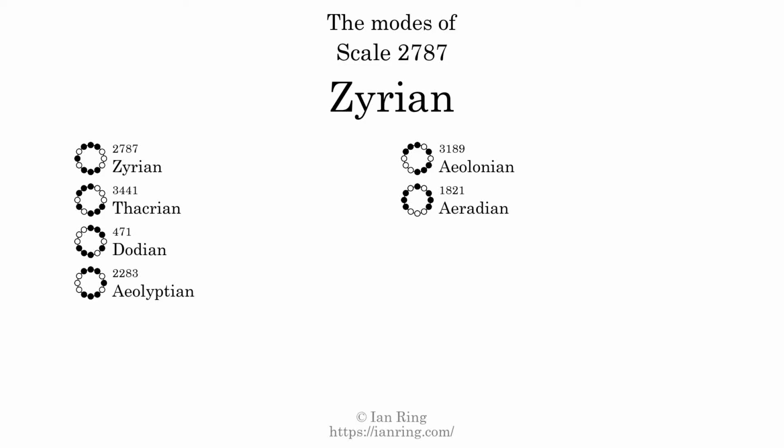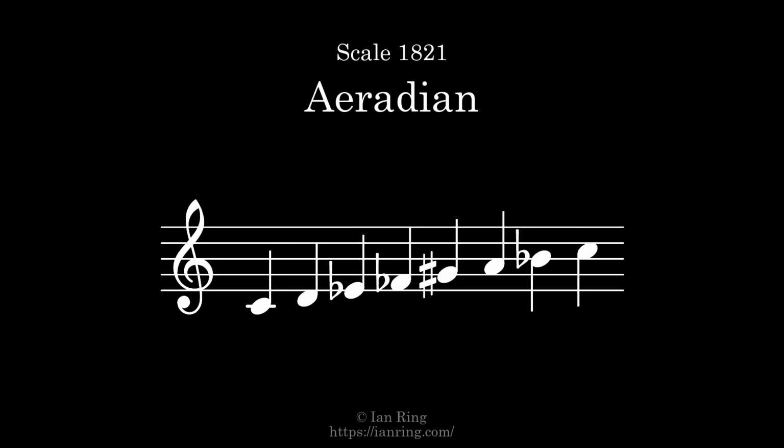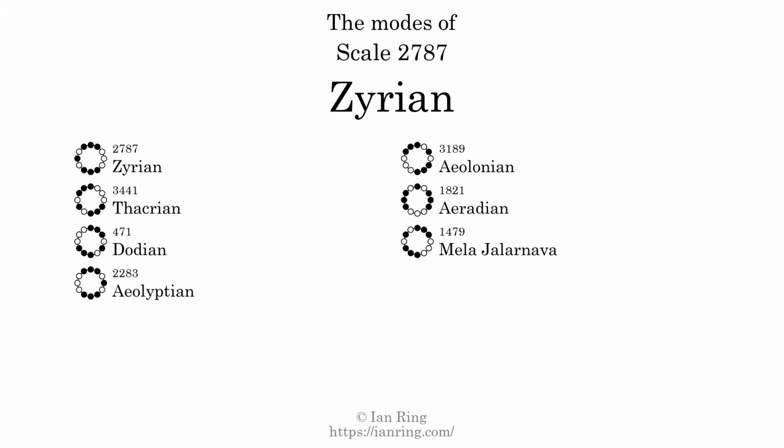The sixth mode is scale 1821, also known as Iradian. It sounds like this. The seventh and last mode is scale 1479, also known as Mila Jalanova. It sounds like this.